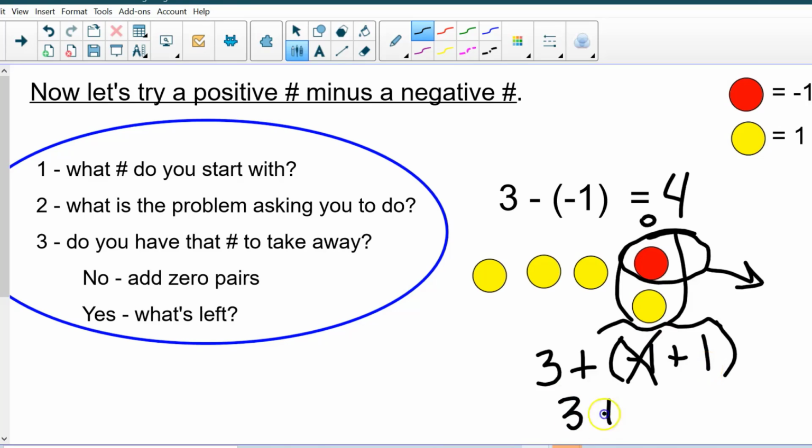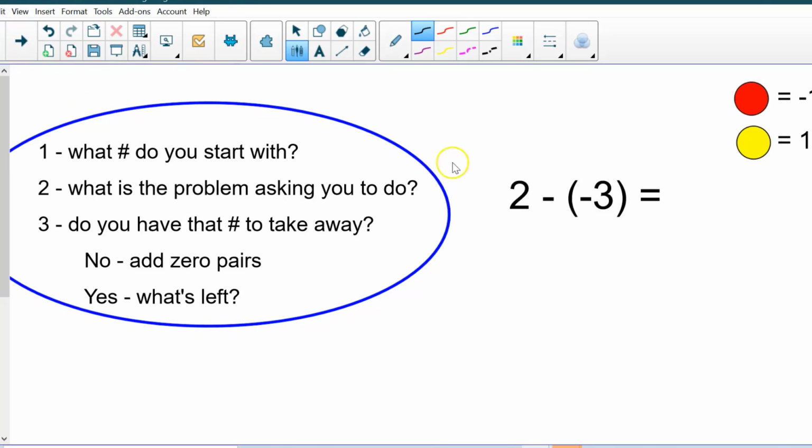So that left us with 3 plus 1, which also equals, of course, 4. Okay? All right, stay with me. We're going to do another one similar to that where it's a positive minus a negative. So again, what number do we start with? 2 positives. So on your paper, you're going to start with 2 positives.